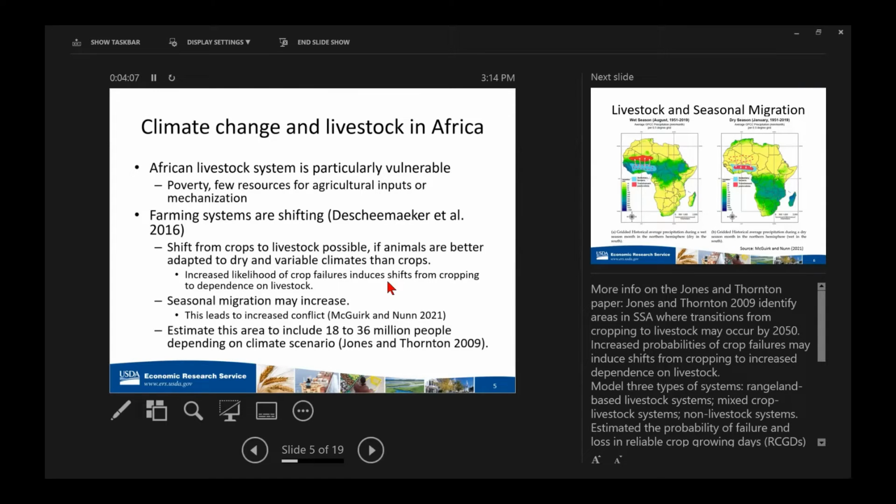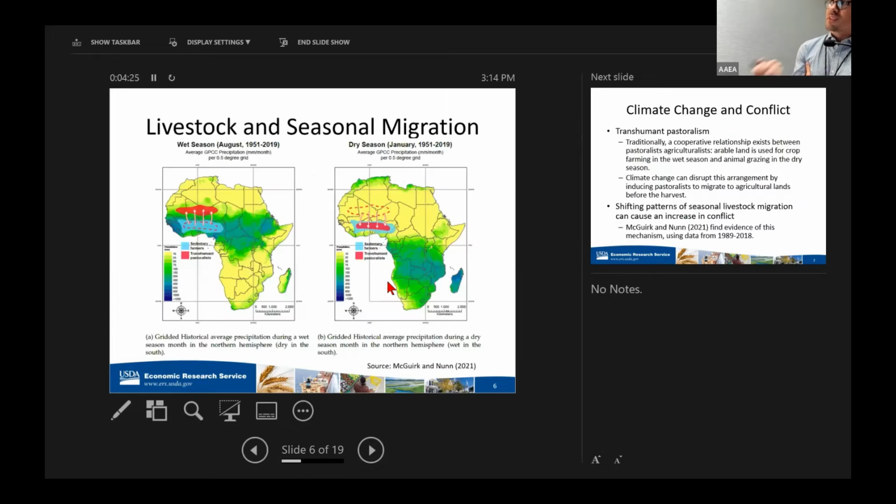And also seasonality, which is increasingly dependent on climate change, has an influence on where livestock herds feed and where they need to feed. And this can lead to increased conflict in the region. I'd like to pause on this point for a minute. These are some pictures from a paper by McGuirk and Nunn, and they show this relationship between seasonal migration of livestock herders, who in the wet season are grazing their livestock in the northern regions here, and people primarily growing crops on agricultural land in the southern regions of West Africa here.